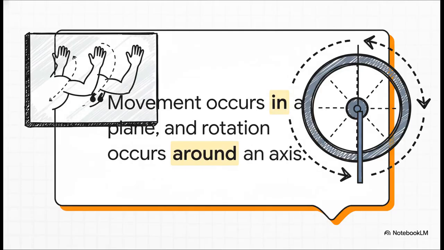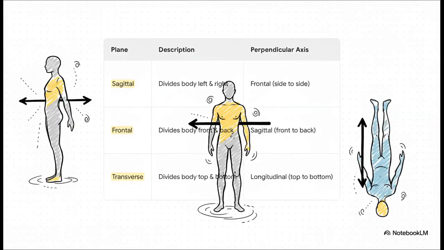Now, this next part is the key relationship you've got to understand. Movement happens within one of those flat panes of glass, while rotation happens around an axis. Think about a door swinging open. The door itself is moving in a flat plane, right? But it's rotating around the axis created by its hinges. Our joints work the exact same way. And the logic here is actually super simple. The axis of rotation is always perpendicular to the plane of movement.